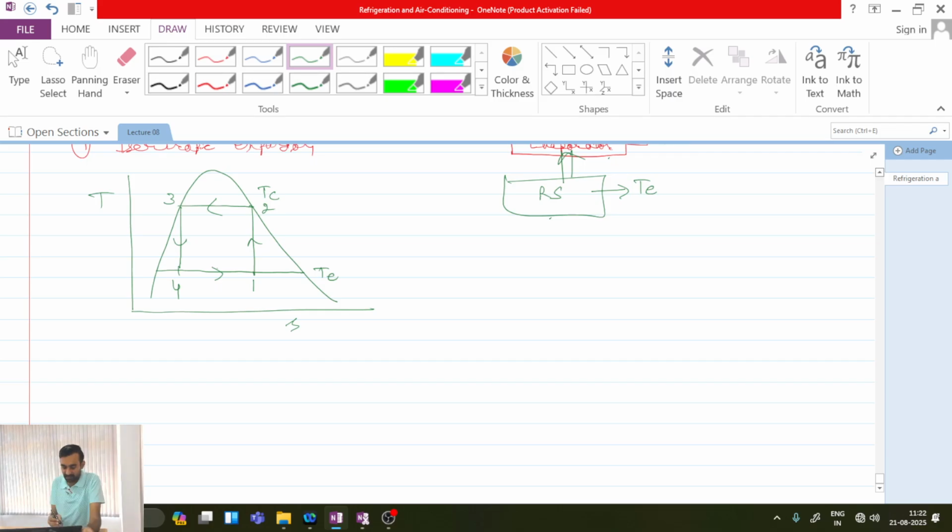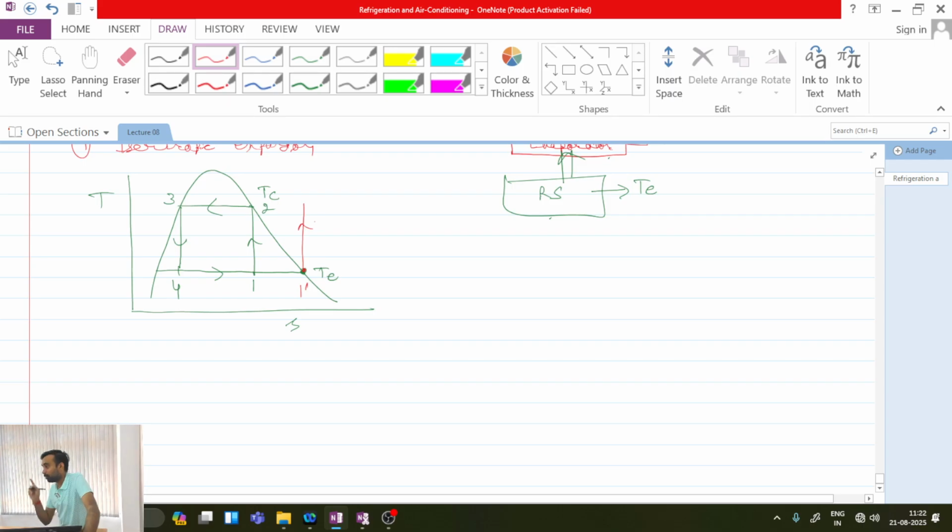I must add heat up to the point TE, because up to TE also the process will remain isothermal, and from this point I can achieve the compression process. Is this point clear? So if instead of using this point, I go up to this point, say 1 dash, and then do the compression process, in that case what will be happening?